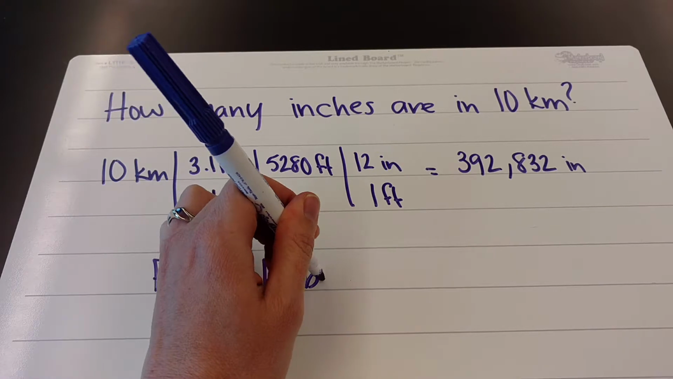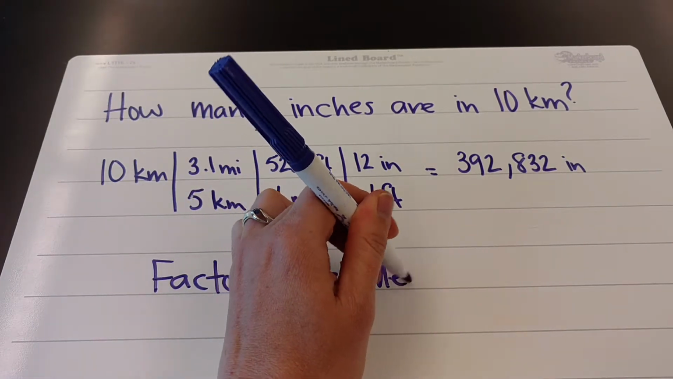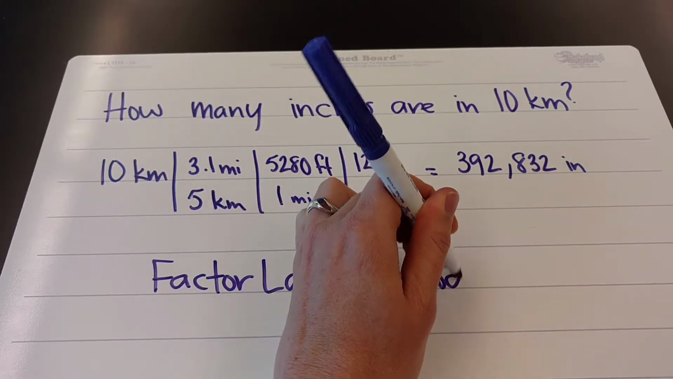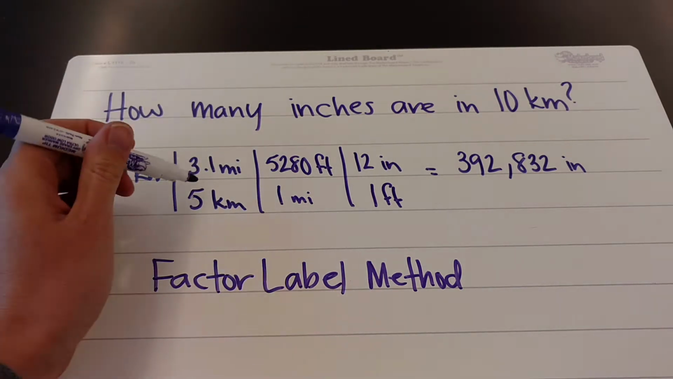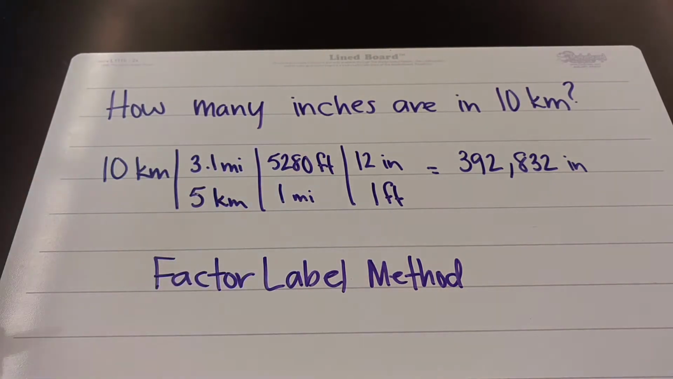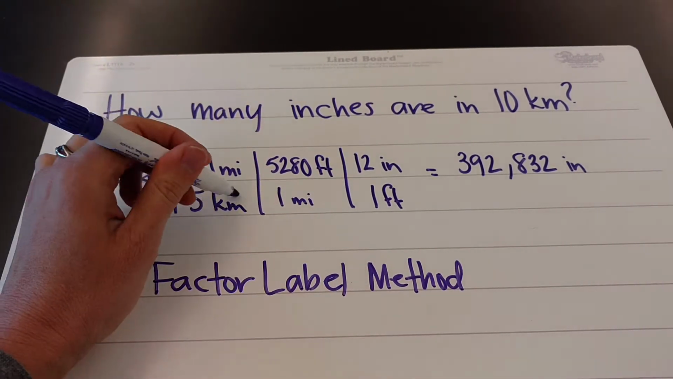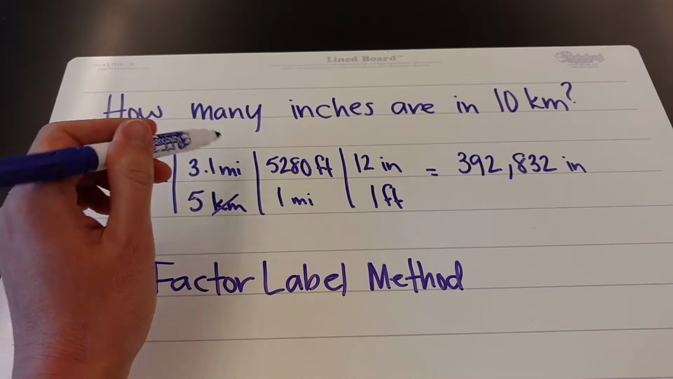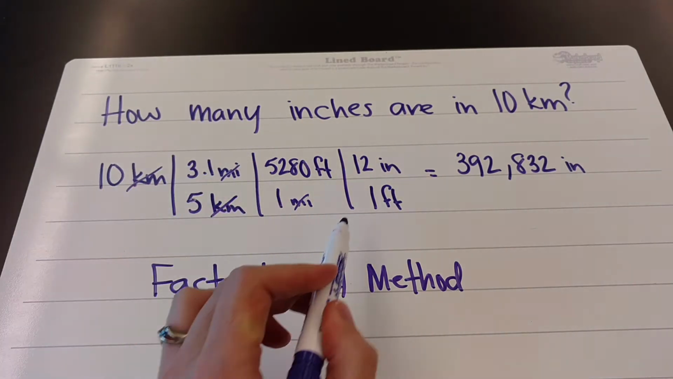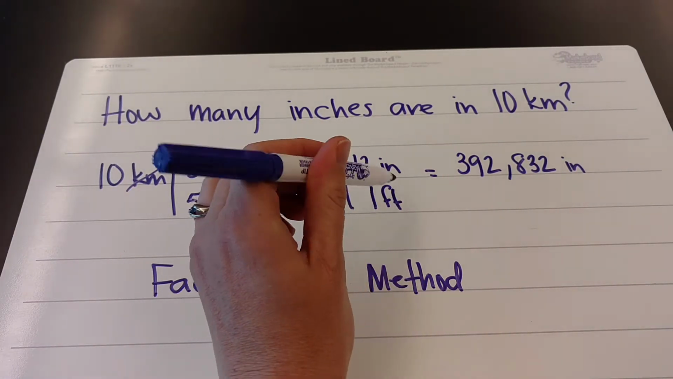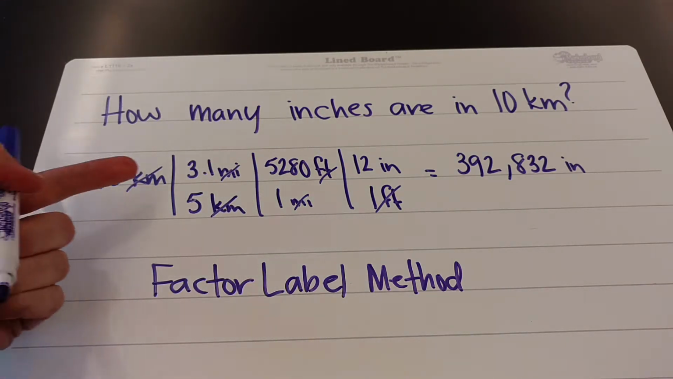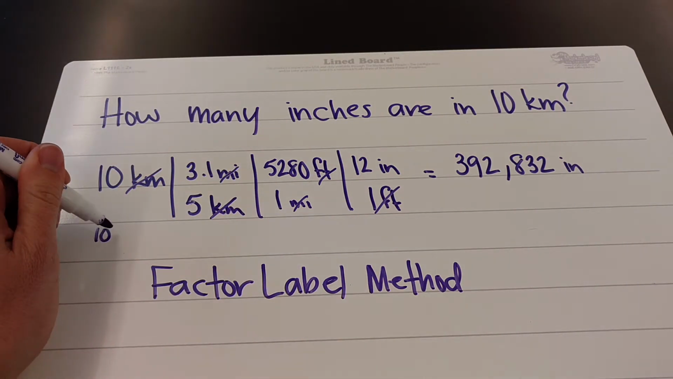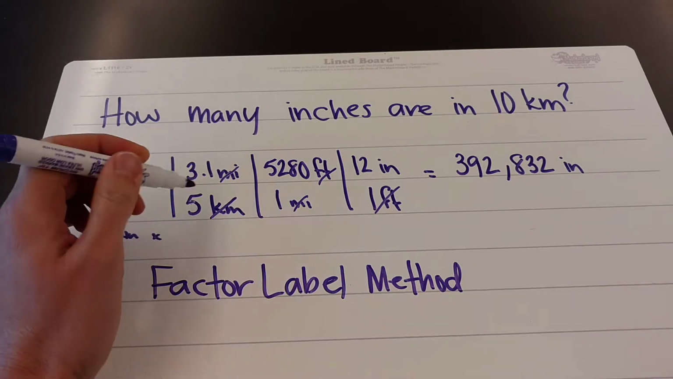And what it does is it organizes you. It gets you from your starting point to your ending point all in one calculation. You can tell that I'm using 5 kilometers is 3.1 miles. Okay, so my kilometers cancel out. 1 mile is 5,280 feet. My miles cancel out. 1 foot is 12 inches. My feet cancel out.